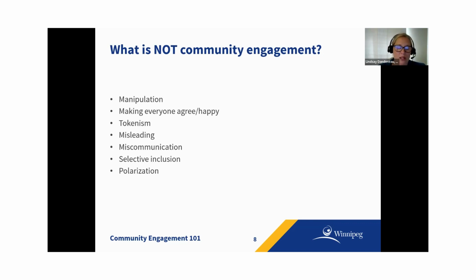Misleading: we see a lot of misleading information in engagement, particularly in surveys. Selective inclusion: someone brought that up about inclusion, but we want to make sure we're not selectively including. Polarization: we never want to pit, say, one resident versus another, or stakeholder groups against one another, when we're asking for feedback to make a decision. That's not good community engagement. We'll talk more about that.